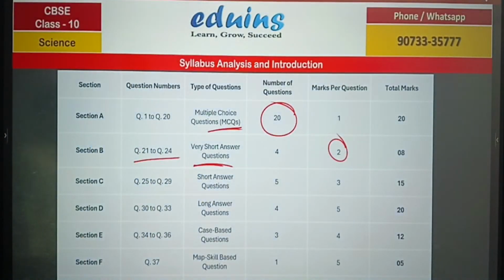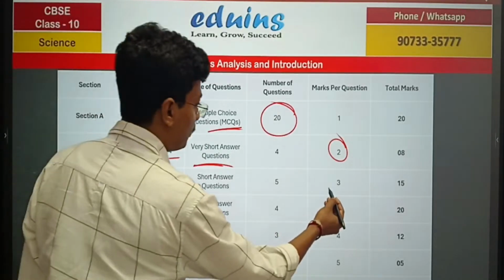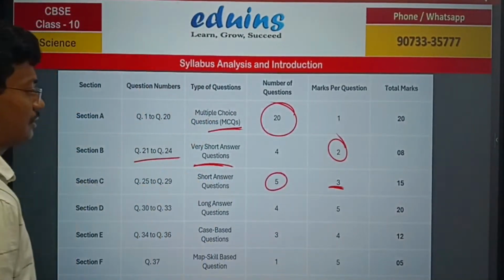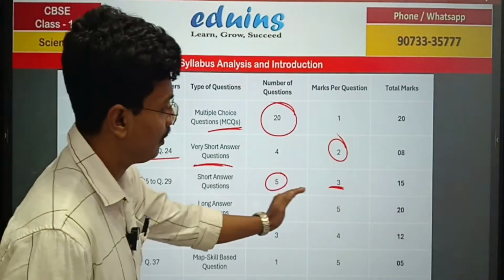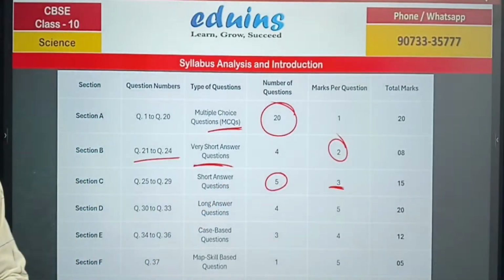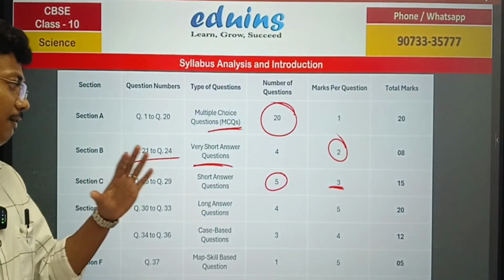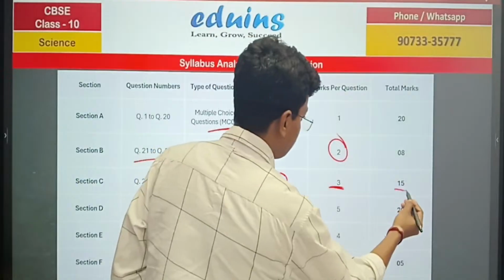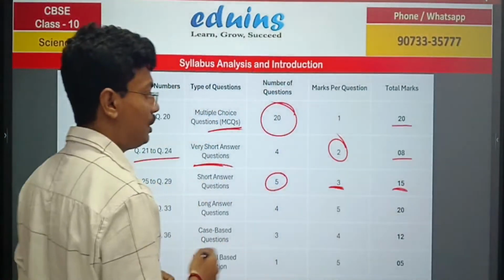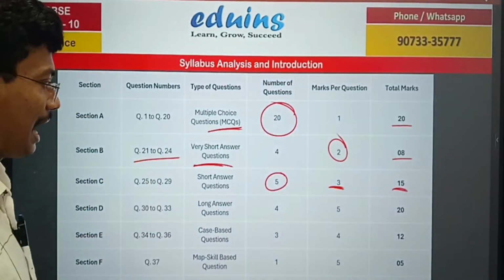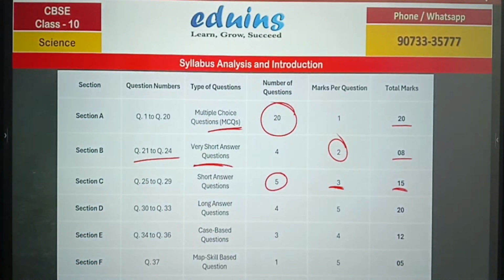Okay, next in section C you will get 5 short questions, and each question carries 3 marks. So that is 15 marks. So MCQ is 20, then the very short answer total is 8, and the short questions total is 15.